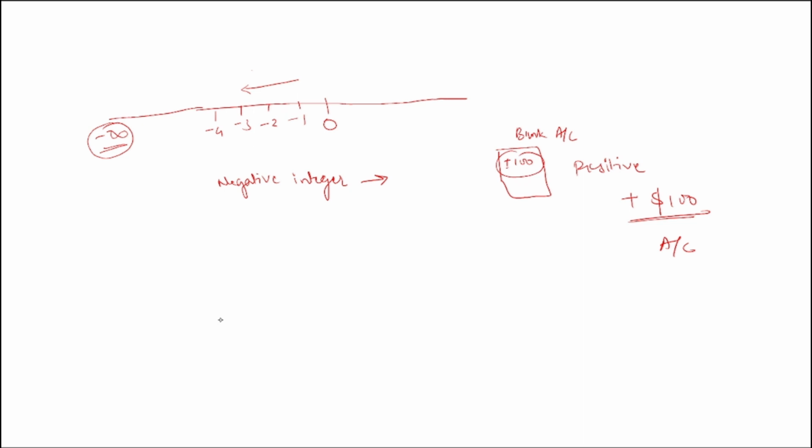Similarly, you withdraw $50 from your bank account. What will be the balance? The balance is only $50. So what happened? It reduced $50 from your balance amount. So -50. This is a negative integer. Hope you understand the concept of integer, negative integer and positive integer.